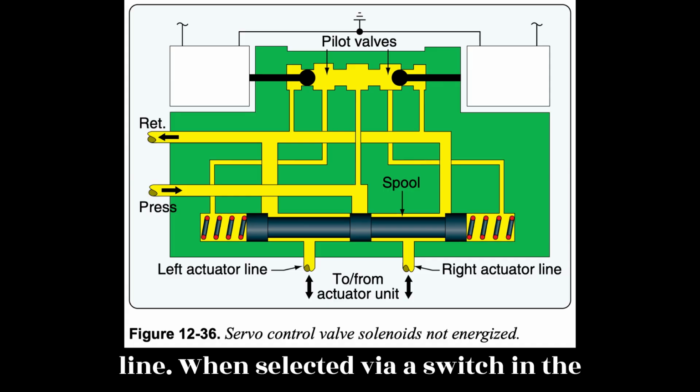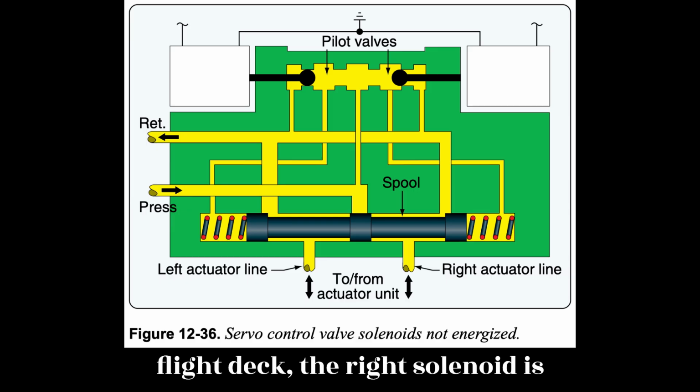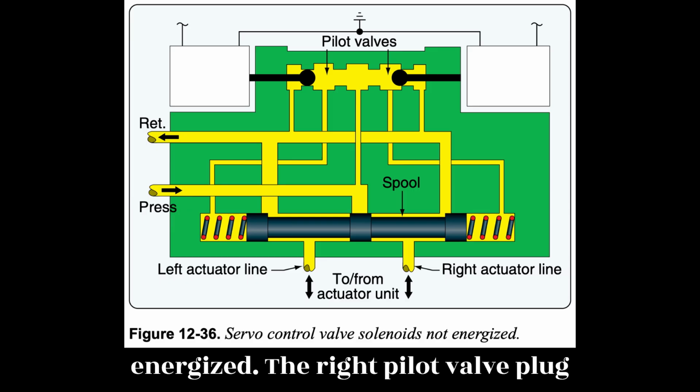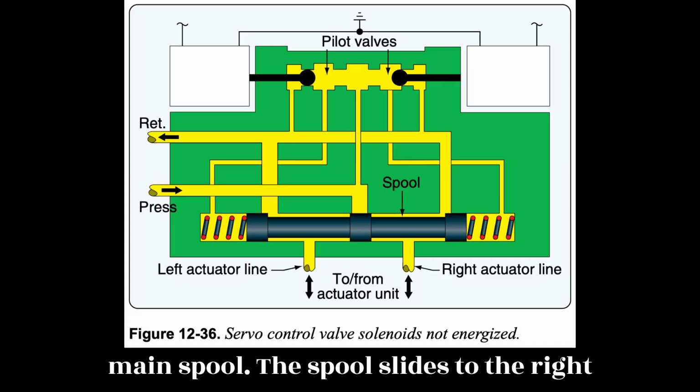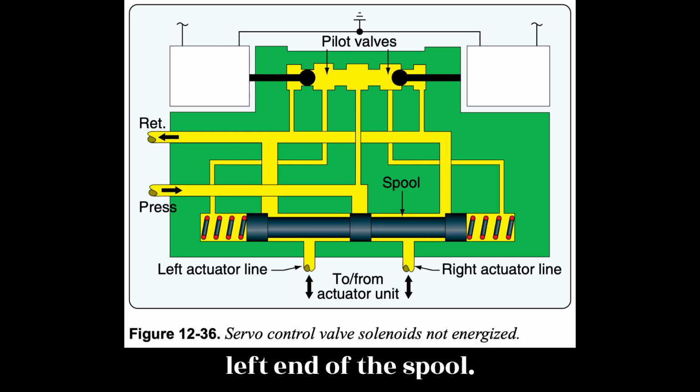When selected via a switch in the flight deck, the right solenoid is energized. The right pilot valve plug shifts left, which blocks pressurized fluid from reaching the right end of the main spool. The spool slides to the right due to greater pressure applied on the left end of the spool.